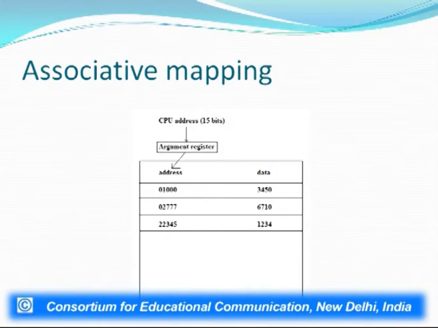Here you can see the associative mapping: the CPU address of 15 bits, the argument register, the address and the data, for example 0100 with data 3450, 0277 with 6710, and here you can see the different data.